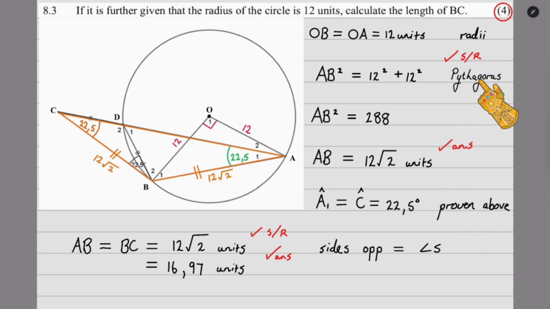The statement and reason for Pythagoras gets you your first mark. The answer for AB gets you your second mark. The statement and reason for the isosceles triangle, saying that this side equals that side, gets us our third mark. And the answer, you can either do the surd form or the decimal form, will get you your 4th mark.